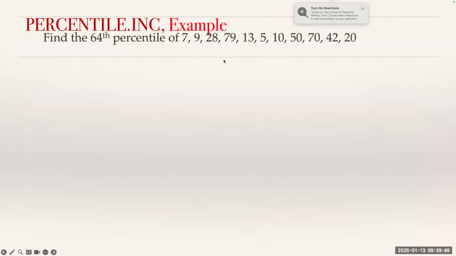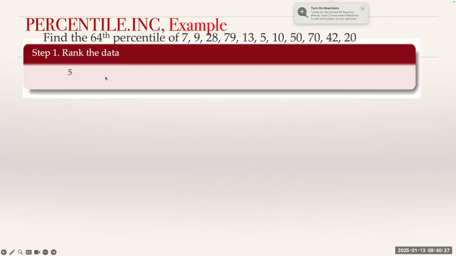Assuming that you have this data, okay? 7, 9, 28, 79, 13, 5, 10, 50, 70, 42, 20. And I want to compute the percentile 64. First step, rank the data, order the data from the lowest one to the highest one. 5, 7, 9, 10, 13, and so on up to 79. I know that the first one will be x0, then x1, x2, x3, etc., until the last one will be x10.